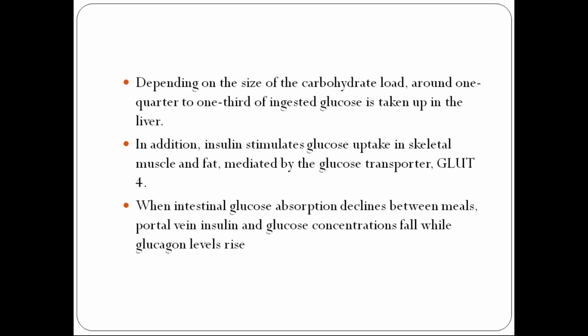Glucose transporter 4. The intestinal glucose absorption declines between meals, and portal vein insulin and glucose concentrations fall while glucagon levels rise. This occurs in between the meals.